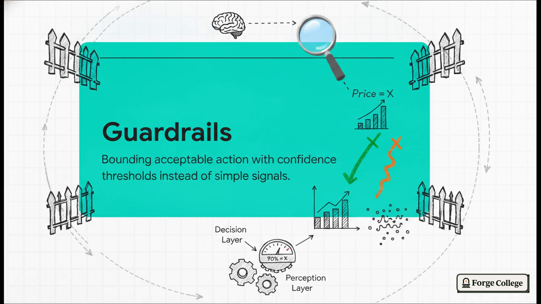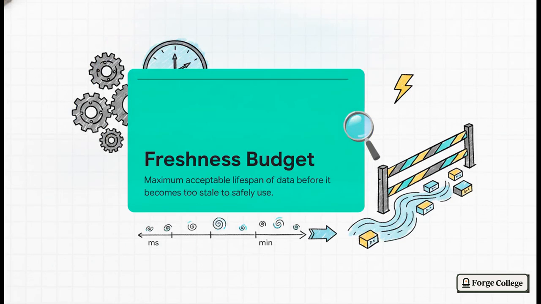And to keep those guardrails working properly, your agent needs a strict freshness budget. This is simply the maximum acceptable lifespan of data before it becomes too stale to safely use. And this is highly dependent on what your agent is actually doing. For example, if you're building a hyper-competitive MEV arbitrage bot, your freshness budget might be measured in tiny milliseconds, just a few network slots, tops. But if your agent is just compiling a daily analytics report, well, it can afford a much looser budget of a few minutes. As the developer, you have to explicitly design these limits into your system so it knows exactly when to step back and say no.